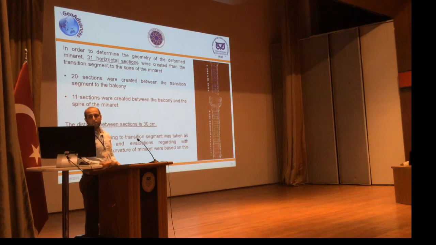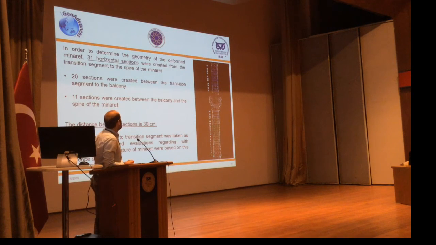So as a final step, we created horizontal sections in the minaret. We created 31 horizontal sections, 20 of them below the balcony and 11 above the balcony area. The distance between the sections is around 30 centimeters, except the balcony area. You can see section 20 and section 21, the distance is higher than 30 centimeters.